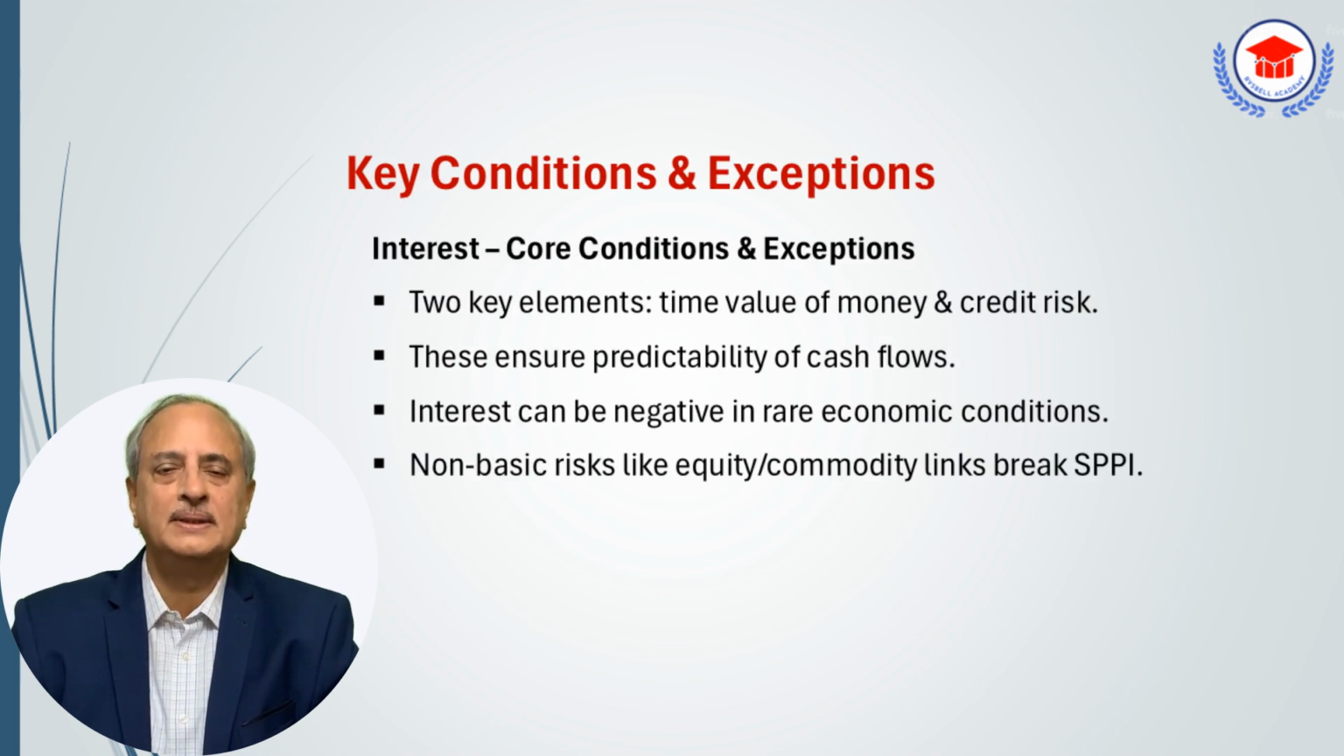The two primary elements of interest are: 1. Compensation for the time value of money, reflecting the benefit of having money over time, 2. Compensation for the credit risk associated with the borrower's ability to repay. In normal lending arrangements, these components ensure the cash flows are predictable and consistent with SPPI.